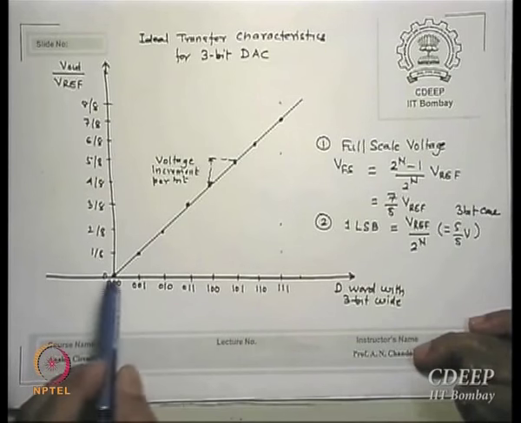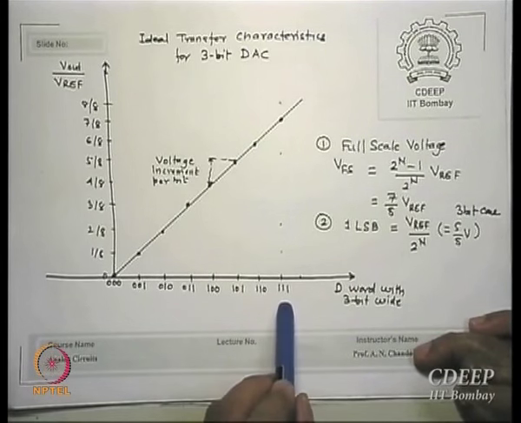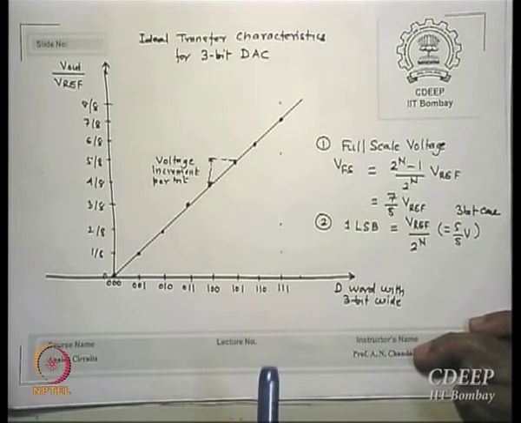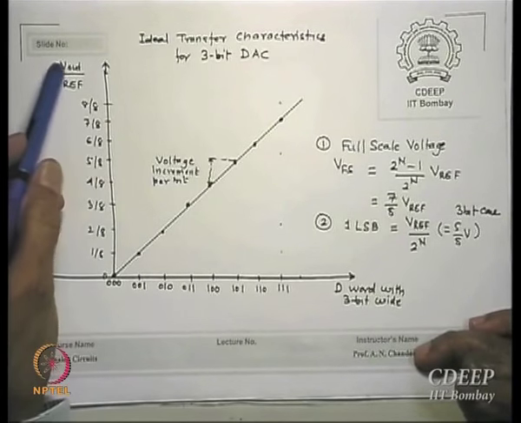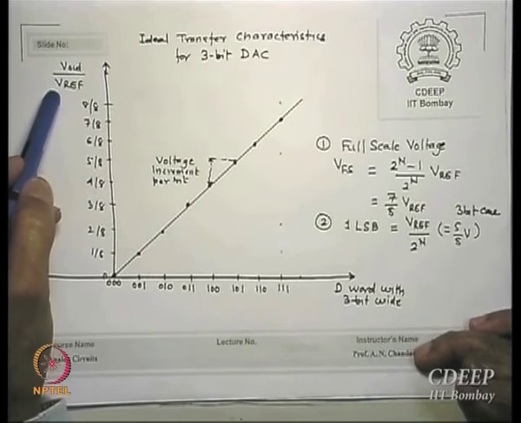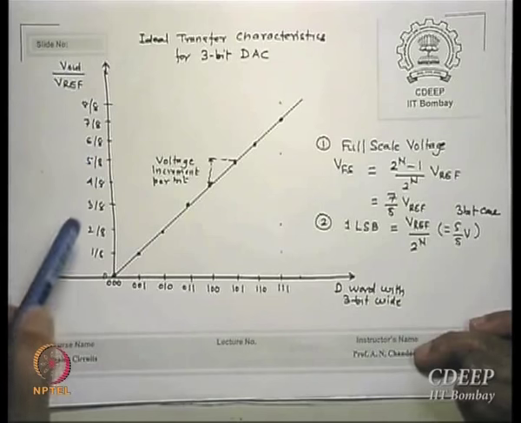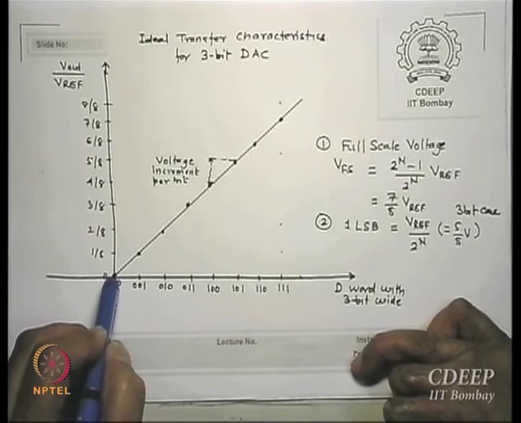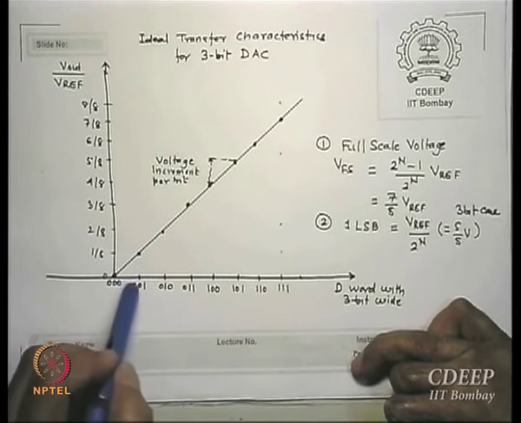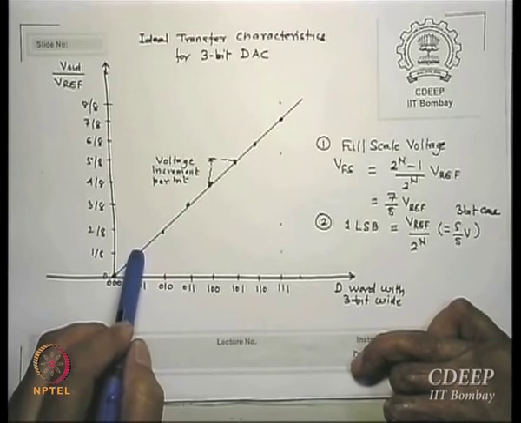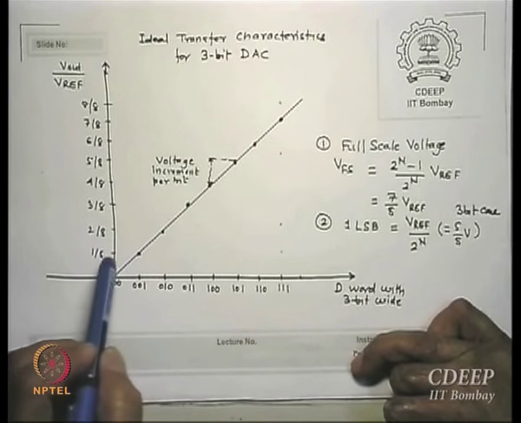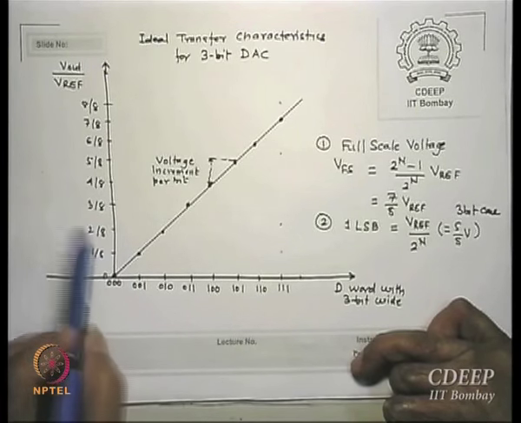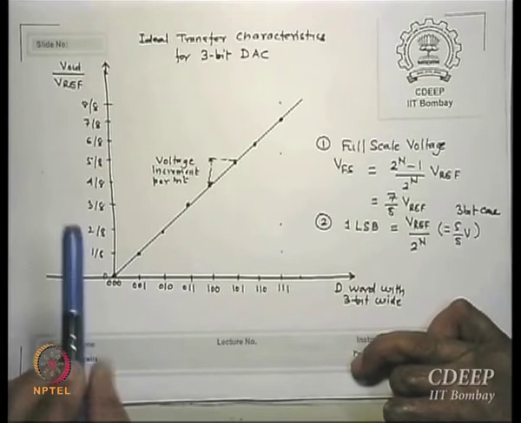Okay, what are the numbers? 000, 001 up to 111. Is that correct? These are the 8 possible combinations of 3 bit wide numbers. So I say, okay, I plot here V out by V reference, the ratio. Okay. Then I say, what I am really looking is, at 0, I want 000. For 000, output voltage should be 0, because all bits are 0, so output is 0. Okay. The next time when I come with 001, then I say it should be 1 by 8th, fraction should be 1/8th.